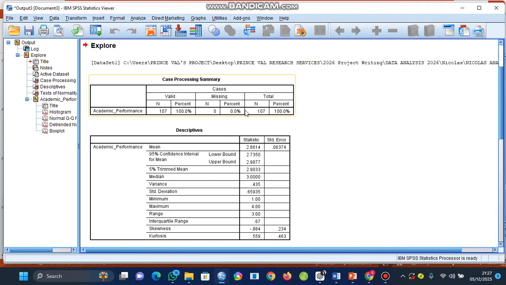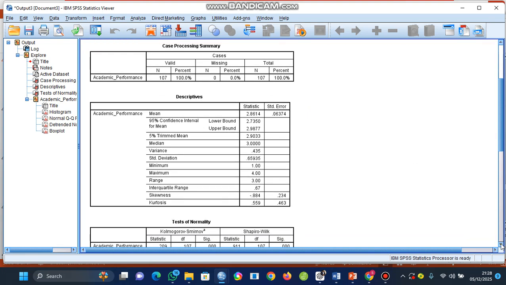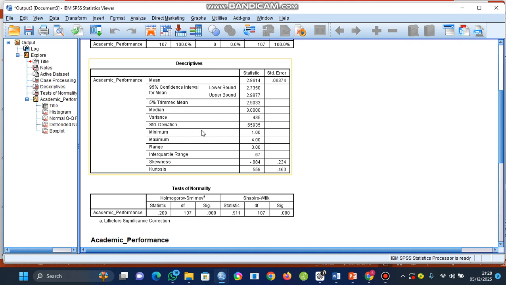Now when you say OK, the first table that comes up is the case processing summary, which indicates what you have been testing for normality, which is academic performance. It looks at the number of cases involved, which is 107, which is 100%. There was no missing value. Now there is the descriptive statistics table here. The descriptives are here. You can have your mean, variance, standard deviation, minimum, maximum, everything.